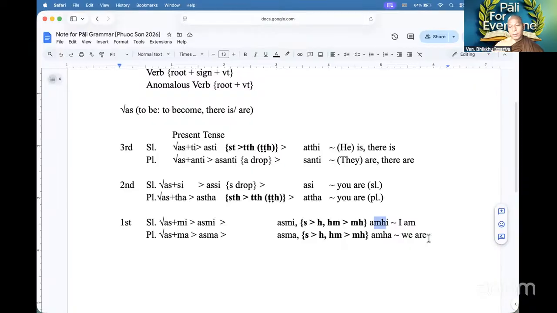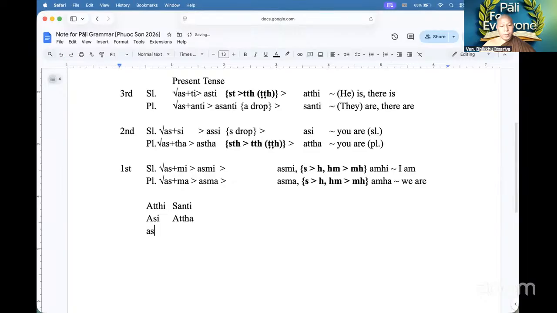So that is right here, with root as, without using the conjugation sign, you see. So ati, then sandi, asi, ata, asami, ami, asama, and ma in this way.